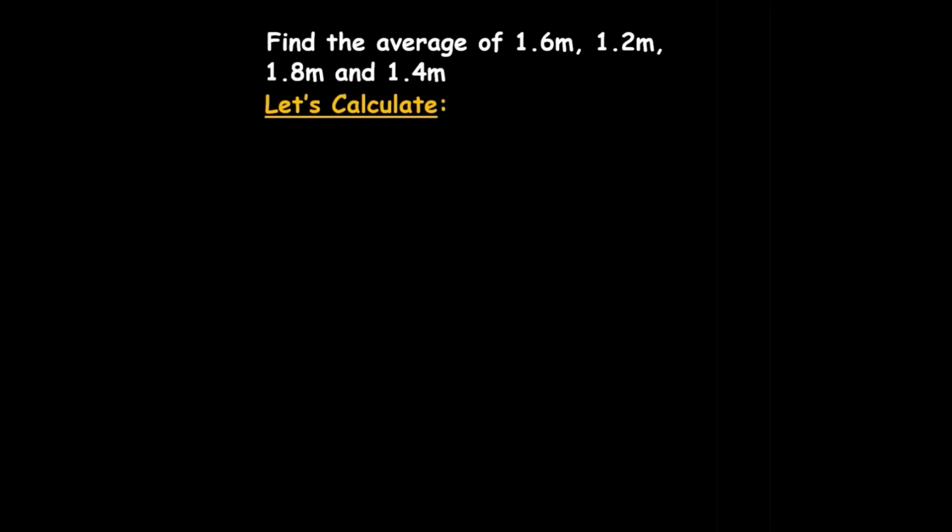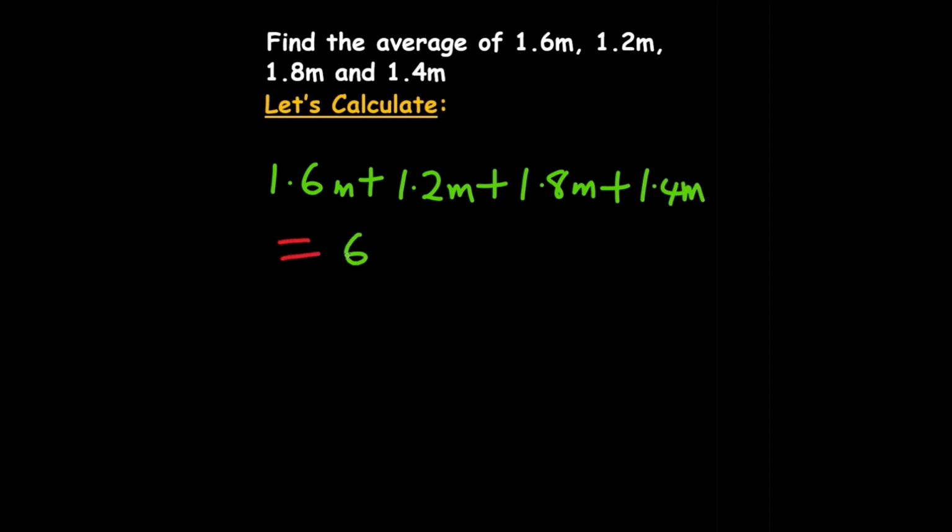Let's find the average of 1.6 meters, 1.2 meters, 1.8 meters, and 1.4 meters. Firstly, add them all up. 1.6 meters plus 1.2 meters plus 1.8 meters plus 1.4 meters equals 6 meters.